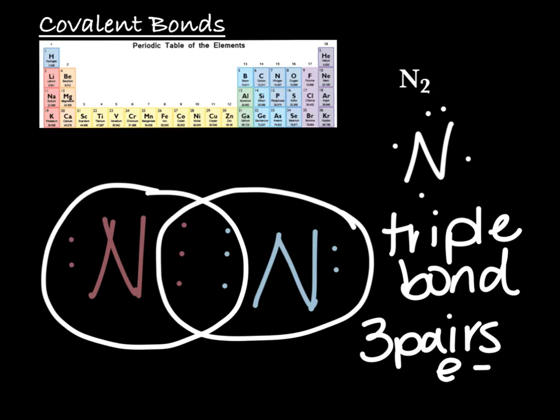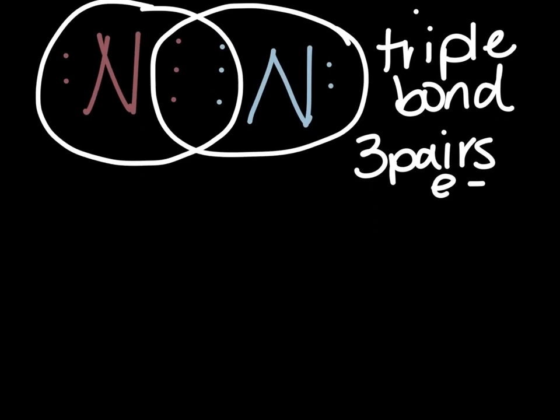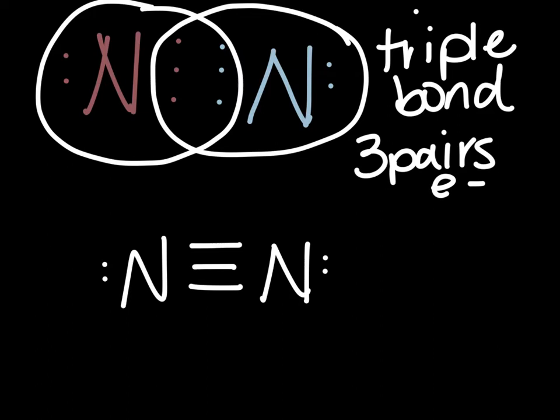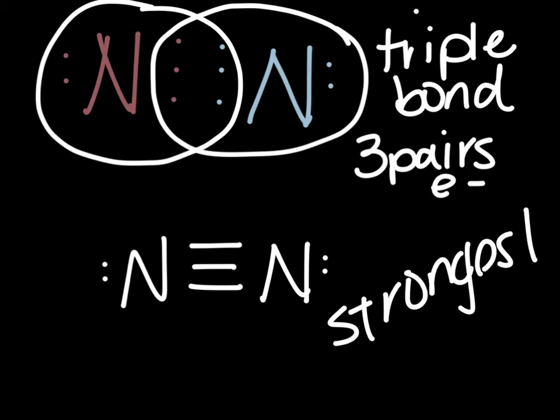And then to show that, when we redraw that, you draw 3 lines, and then draw your other electrons. And so the 3 lines, remember each line is 2 electrons. So 1, 2, 3, 4, 5, 6. So a triple bond, sharing 3 pairs or 6 electrons. And this is going to be the strongest of the covalent bonds. So this is the strongest bond. So the more bonds you have, the stronger it's going to be.